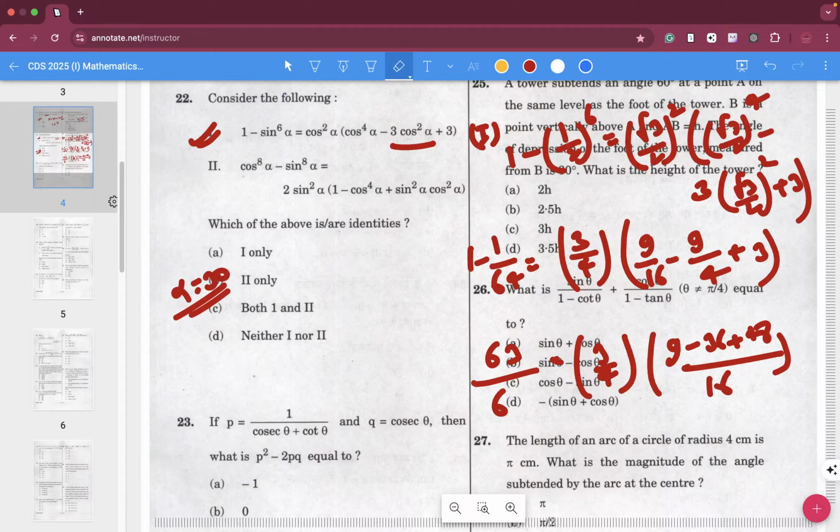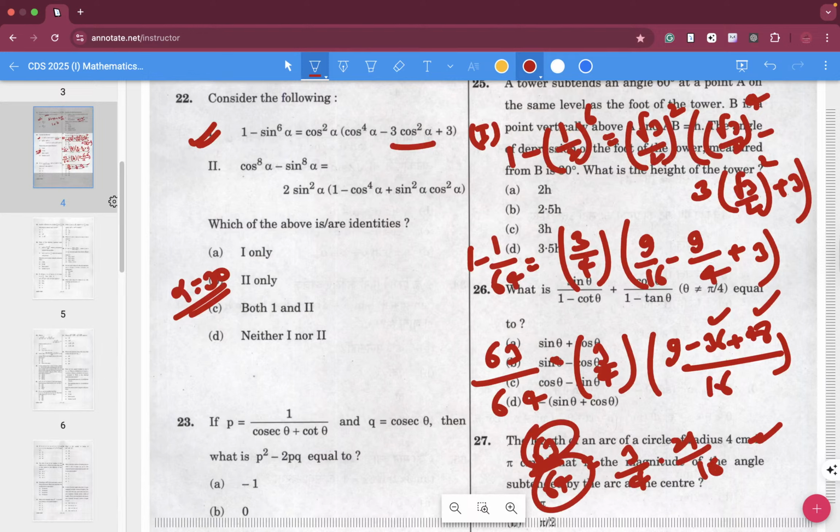Which will give you how much? Okay, so 63 by 64 is equal to 3 by 4, right? This value is how much? Plus 12 plus 12 plus 9 is 21. 3 by 4, 21 by 16. Does it give you 63 by 64?